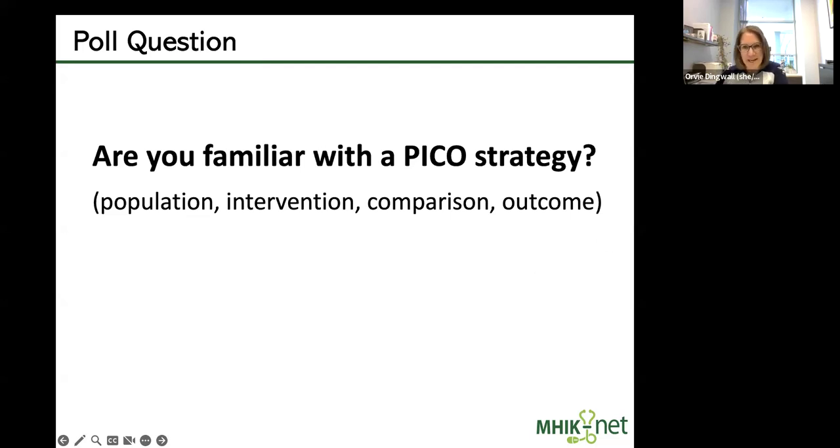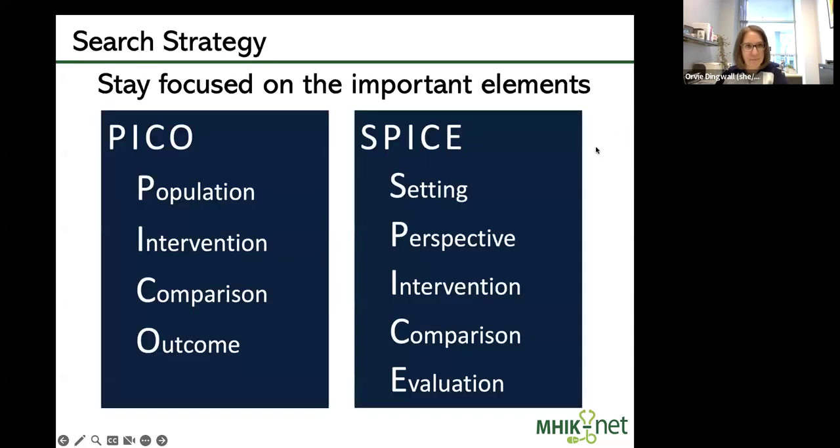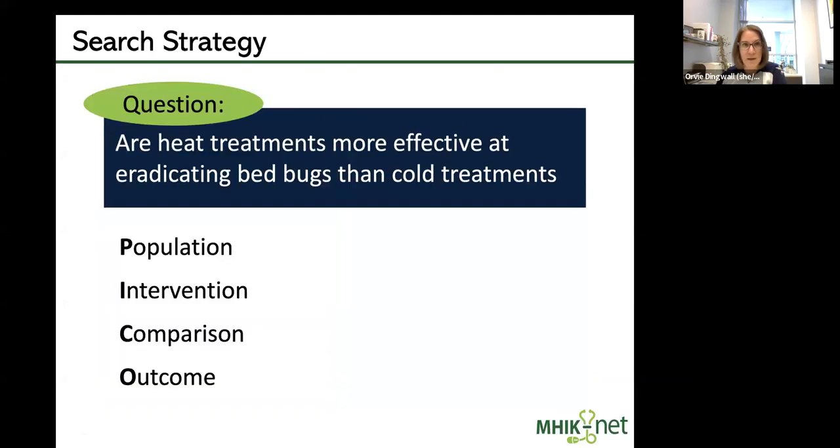PICO is an acronym that stands for Population, Intervention, Comparison, and Outcome. There's a similar one called SPICE: Setting, Perspective, Intervention, Comparison, Evaluation. It doesn't matter which one you use. They're both sort of the same. If you have another favorite way to do it, that's fine too. But drawing out a little chart when you're thinking about your question or what you're looking for is really helpful. So we have one of our least favorite topics, but one that we tend to hear about a lot.